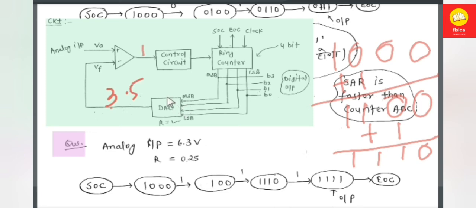So here will be 1 as output of comparator, and it will go through the control unit and come here. And according to our rule, we have to increment in the fourth pulse the fourth digit, plus 1. Okay, so plus 1 equals 1 and rest will be 1 1 1. So our final count is 1 1 1 1.